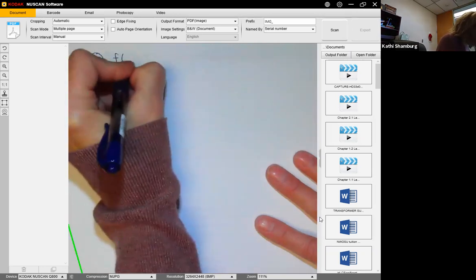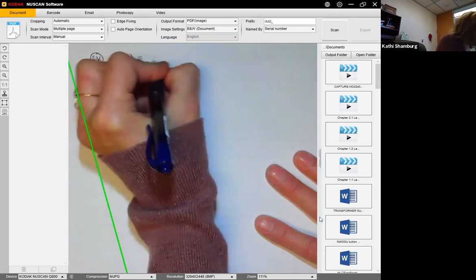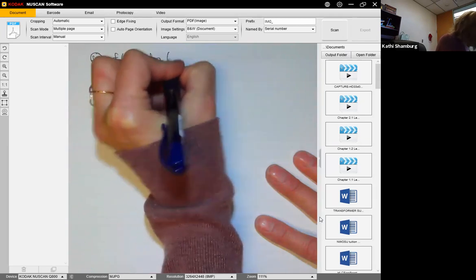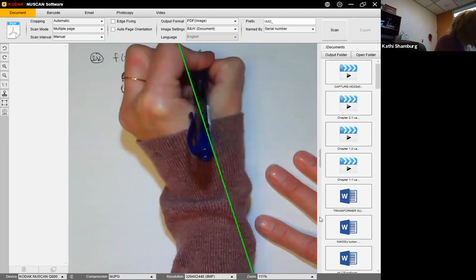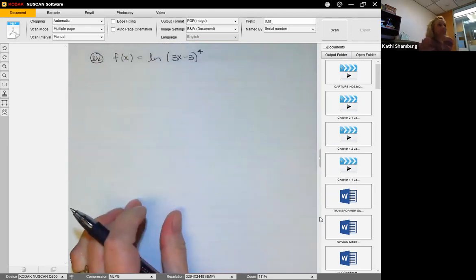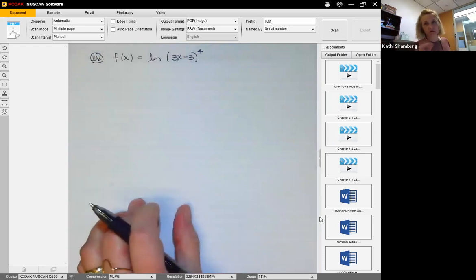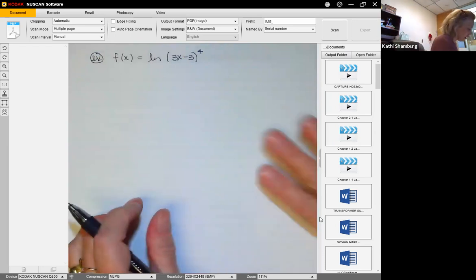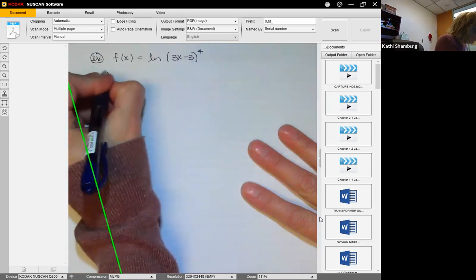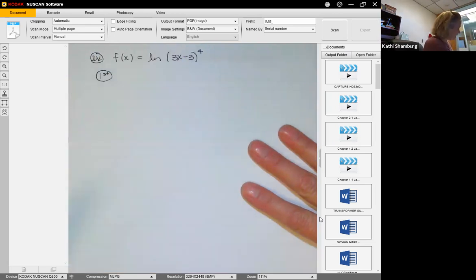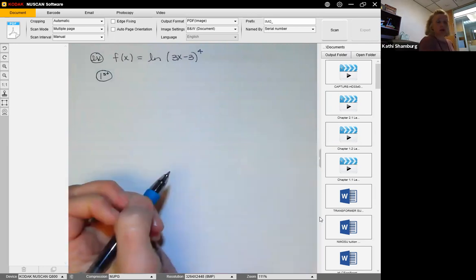We have the function f of x is equal to the natural log of 3x minus 3, all of that raised to the 4th power. Now, there's actually two approaches to this. I'm going to show you both approaches. So the first approach is what we just learned.